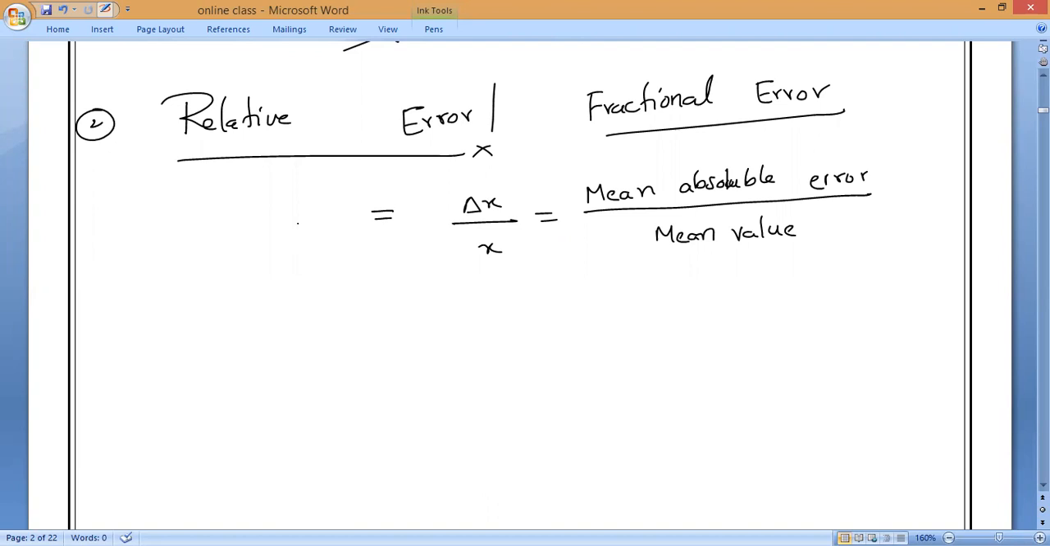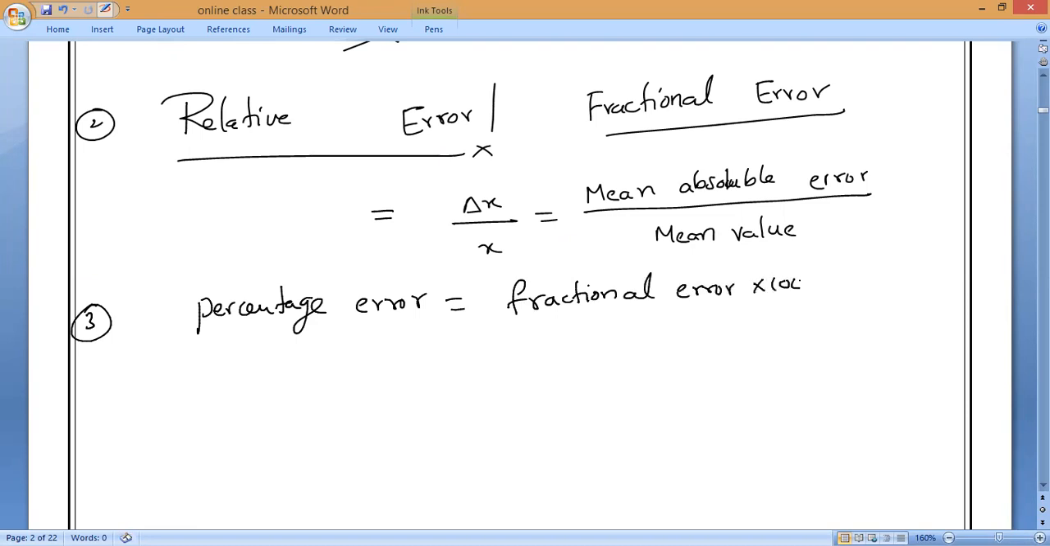Next, the third kind of error is percentage error. Percentage error, very simple. Percentage error means fractional error into 100. Now tell me, fractional error means what is the formula? Delta x divided by x into 100.